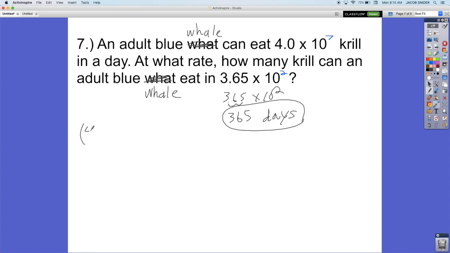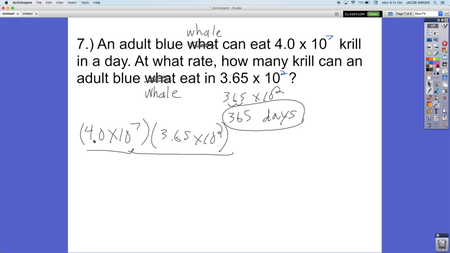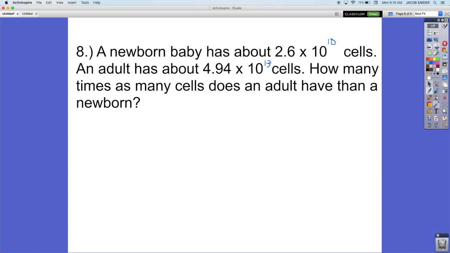Okay? So here we go. I like parentheses. 4.0 times 10 to the 7th, times 3.65 times 10 to the 2nd power. Multiply that together, guys. And my answer when I do that is 1.46 times 10 to the 10th. There we go. Last one we're going to do together. I'll let you go on your own.